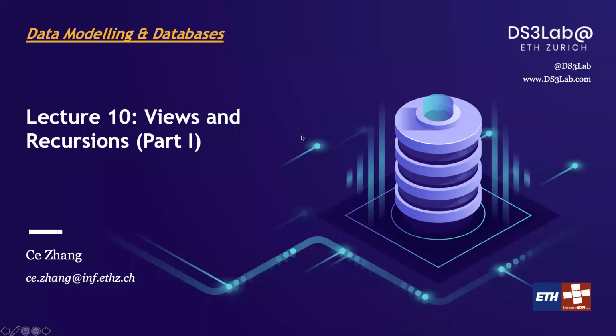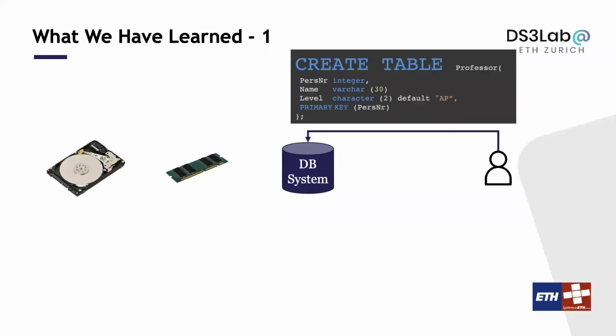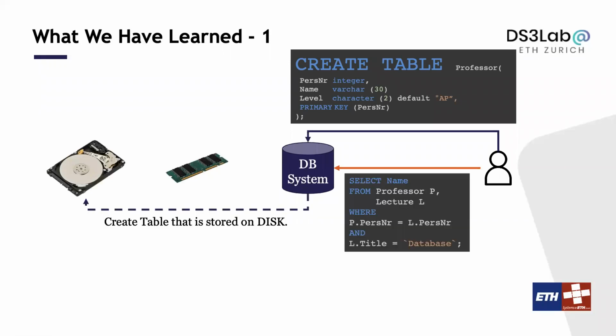Let's get started. So let's recap, right? If you look back this semester, essentially we learned about three things. First, we learned how to interact with the database as a user, right? You can create relations or tables inside a database system, and the database is going to create that for you on your hard drive, right? And then you can start to put data into your database system, or you can start to query your database system. And whenever you have a query, the database is going to bring the data from the hard drive to DRAM and to you as a user, right?